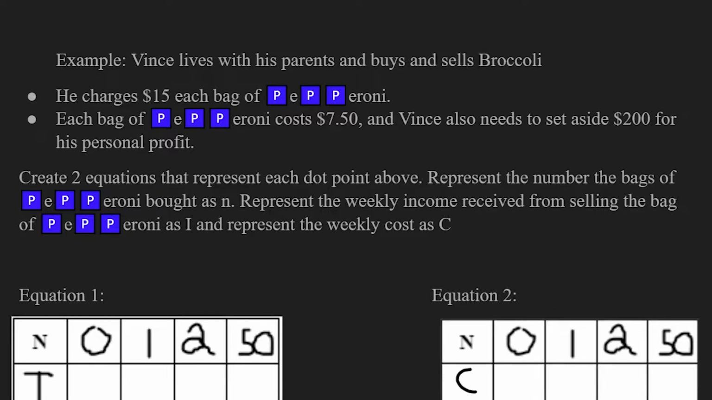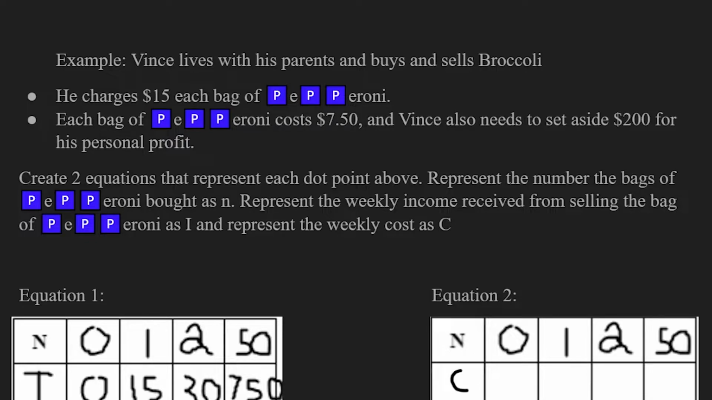We need to consider what values to start with. I began with 0 to see what would happen if I didn't sell any broccoli at all, then moved up to 1 and 2 to make it easier, and then 50 to see what would happen if I sold 50 bags. For equation 1, we obtain $15 for each bag sold, so I get $0 if I sell none. For one bag, I receive $15. $30 is what I receive for 2 bags.